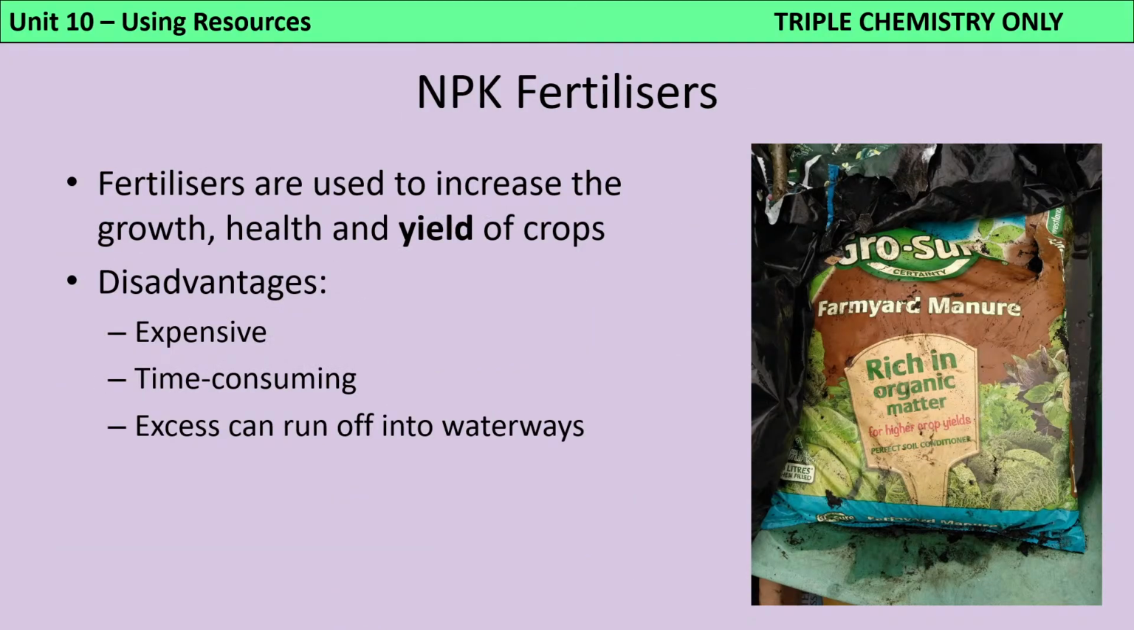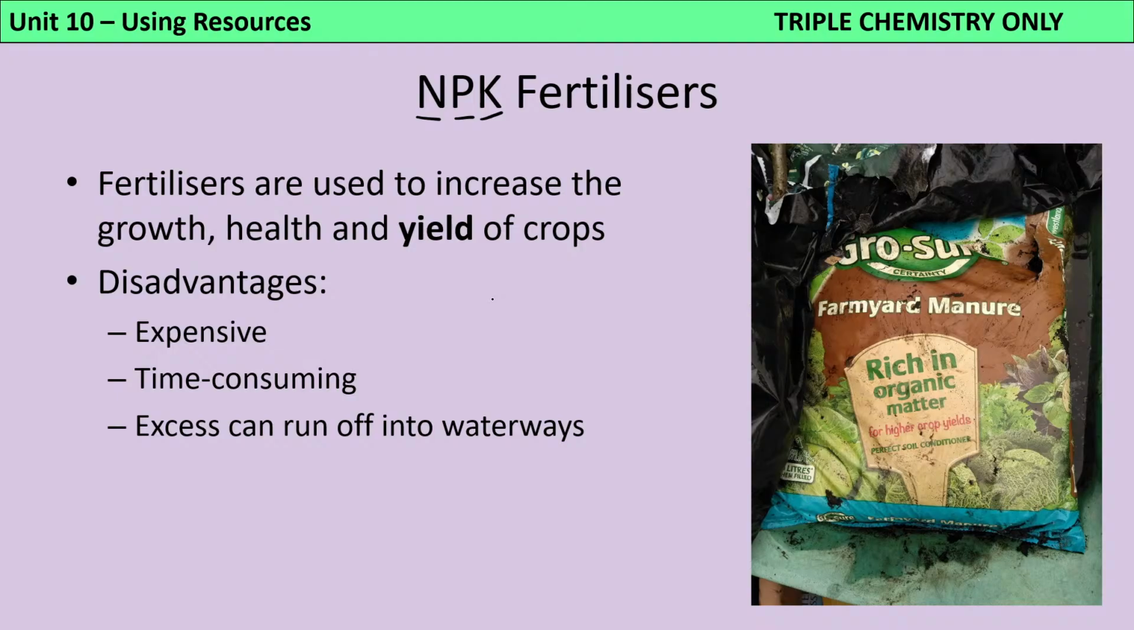So we said that one of the biggest uses for ammonia is in fertilisers. So you should know about NPK fertilisers. Those three are the chemical symbols for nitrogen, phosphorus and potassium, which are all things that plants need. And if they don't have enough of them, that would reduce the yield.